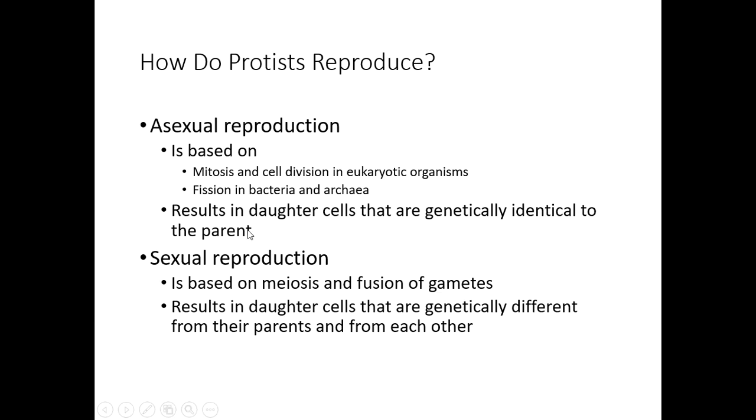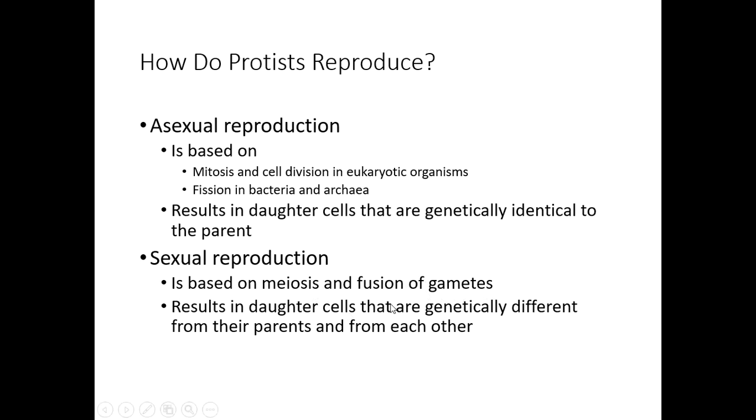Sexual reproduction, however, is based on producing these egg and sperm cells. So reducing chromosome number via meiosis, and then having those two egg and sperm come together. So in the process of meiosis, which you should have learned in Bio 1, you end up with a shuffling of genes through crossing over and independent assortment. So what do we get when we get this shuffling, and then we get the random meeting of egg and sperm? We get daughter cells that are genetically different from their parents and from each other.